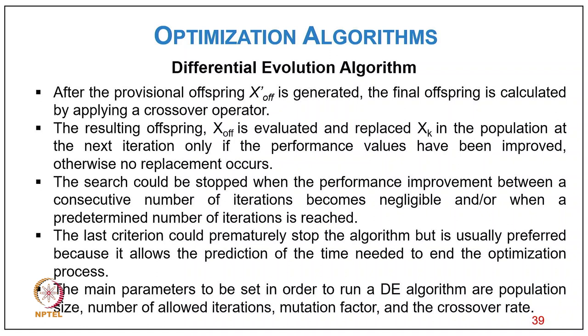After the provisional offspring X dash is generated, the final offspring is calculated by applying a crossover operator, and the resulting offspring XF is evaluated and replaces XK in the population at the next generation only if the performance value has improved, otherwise no replacement occurs. The search is stopped when the performance improvement between consecutive iterations becomes negligible, or when a predetermined number of iterations is reached. The last criterion could stop the algorithm prematurely but is usually preferred because it allows the prediction of the time needed to end the optimization process. The main parameters to be set in order to run the differential evolution algorithm are the population size, the number of allowed iterations, the mutation factor and the crossover rate.